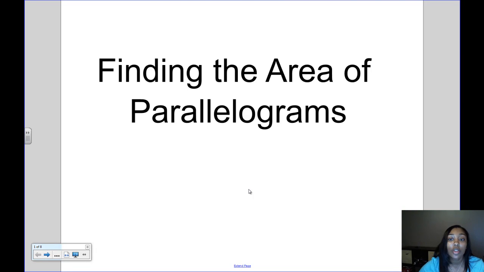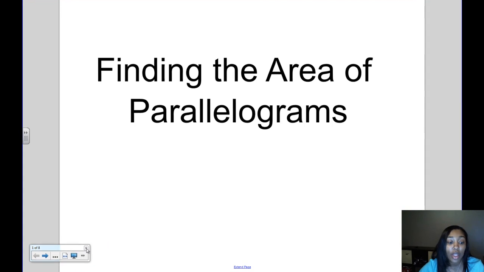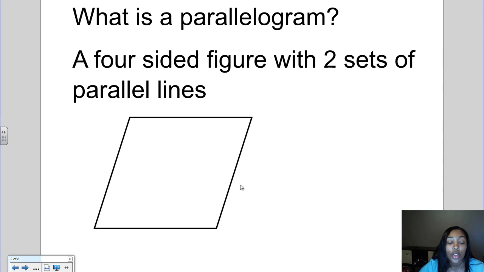So today's video is about finding the area of a parallelogram. So what is a parallelogram? Well, a parallelogram is a four-sided figure with two sides that are parallel to each other.